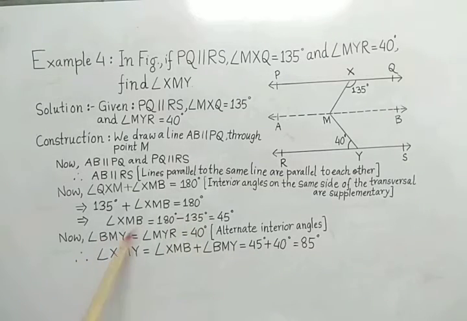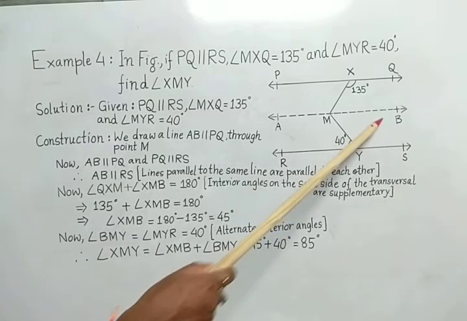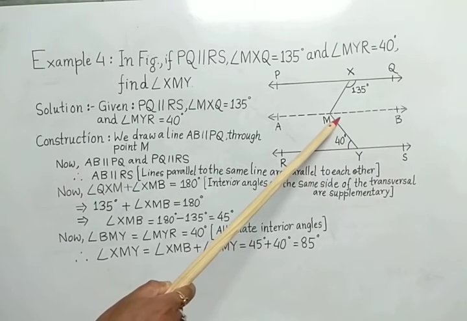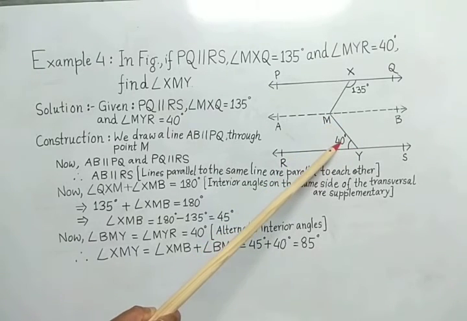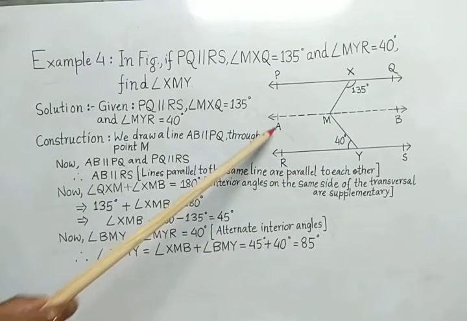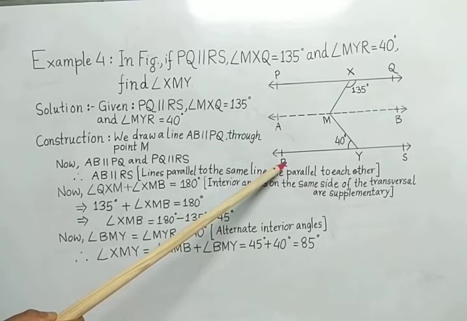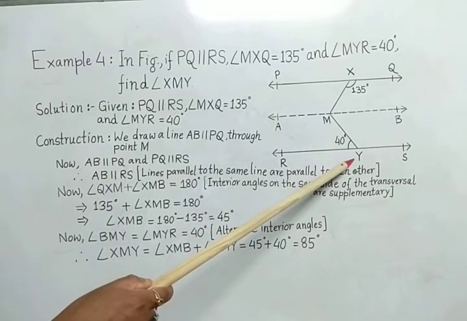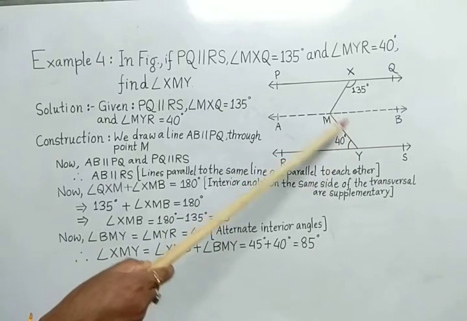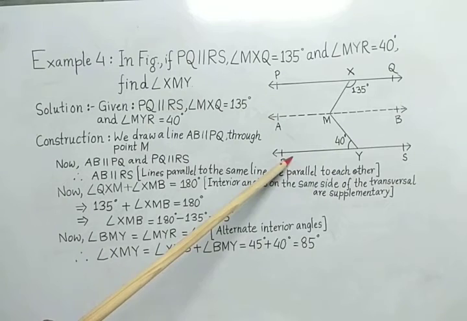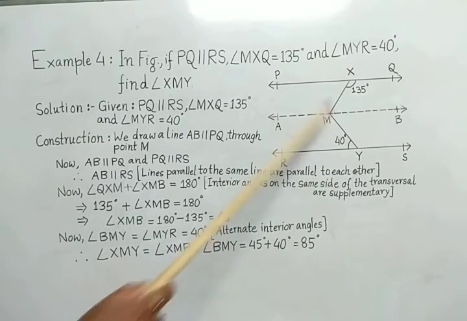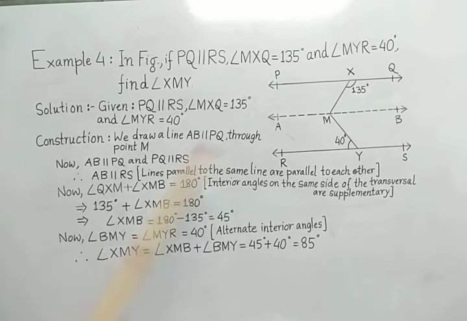Now, next what is required? Now angle BMY. Where is angle BMY? This angle BMY. This angle will be equal to this angle. Why? Because since AB is parallel to RS and if MY is a transversal, then angle BMY and angle MYR are what? Alternate interior angles. So they will be equal. So angle BMY will also be equal to 40 degree. Clear? Now we will just substitute the values.